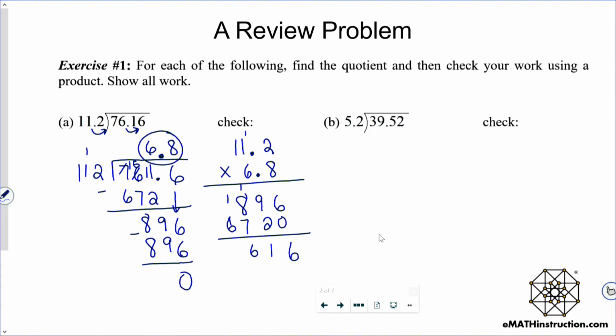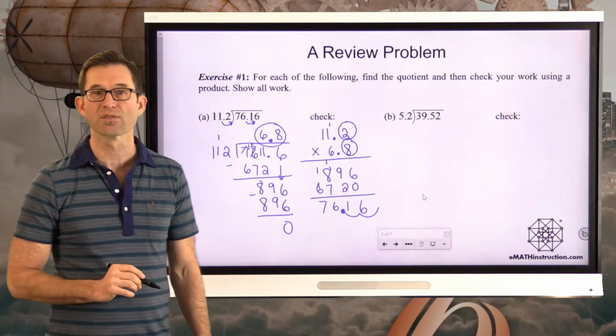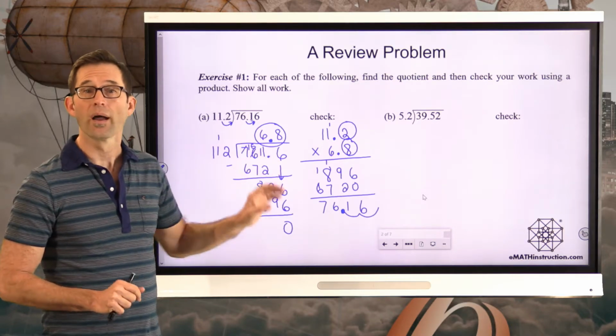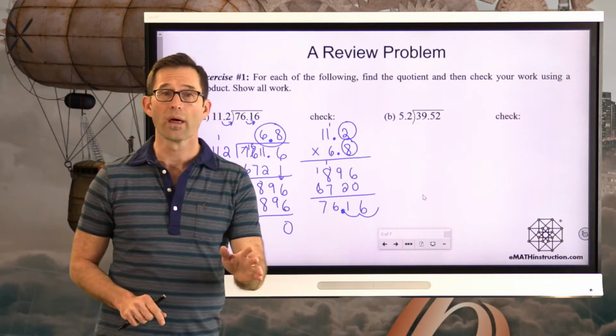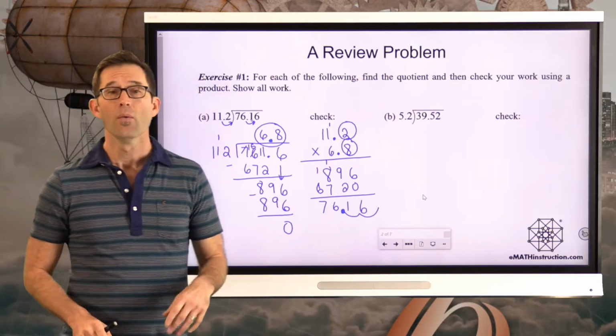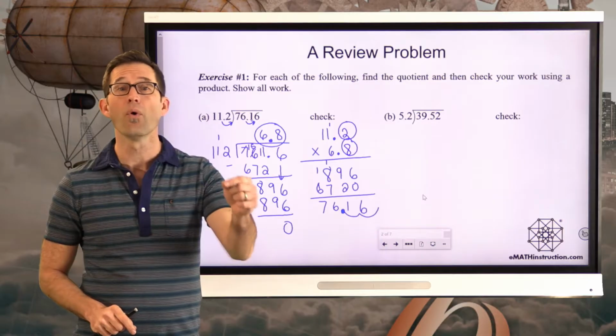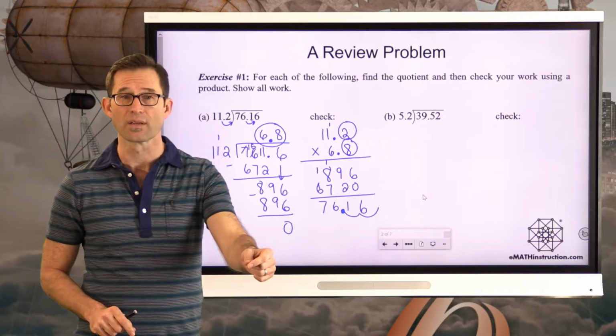Right, carry the 1, 76. I've got 1 decimal place, 2 decimal places, move, and I get 76.16, which is what I was supposed to get, right? I can always check, and we're going to be doing a lot of checking today, right? Which is good, because the checking reinforces our ability to multiply two decimal quantities together.